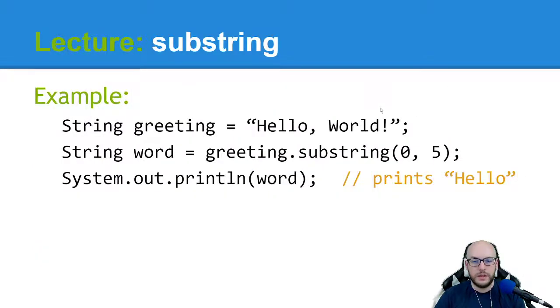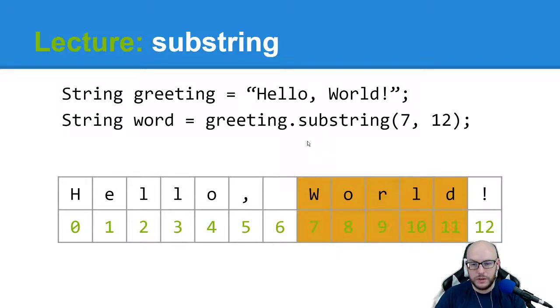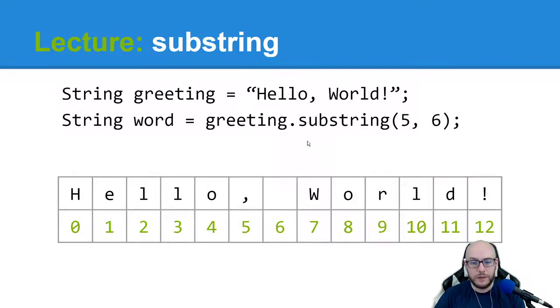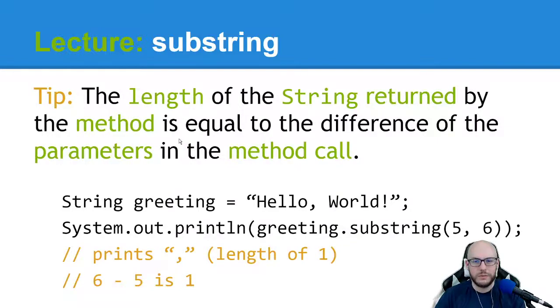So, an example of this, right? If I have "hello world" as my greeting, and I take that greeting, that string, and I get a substring from 0 to 5, we're effectively getting this section of the string. That's what's getting returned and stored in word in this example. Right? 7 to 12 is going to give me this section. 5 to 6 will give you a single character, but there's a note here that it's technically a string, hence the double quotes. Be careful with that.